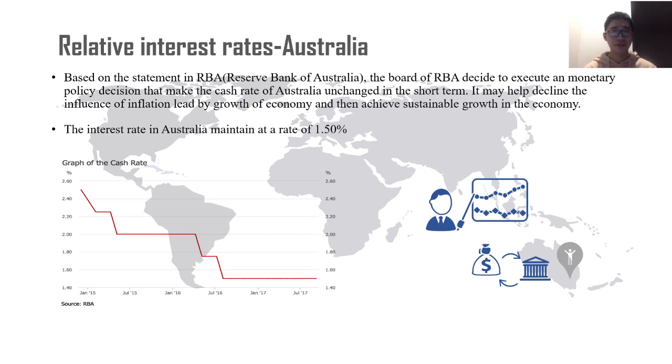Alright, based on the research and reports from the RBA, Reserve Bank of Australia, in the past year and a half, the Reserve Bank of Australia has maintained the Australian interest rate at 1.5%, and the statement by Philip Lowe in the RBA shows that the board decided to leave the cash rate unchanged at 1.5% in the short run, aiming to reduce the influence of inflation led by growth of the economy and then achieve sustainable growth in the economy.